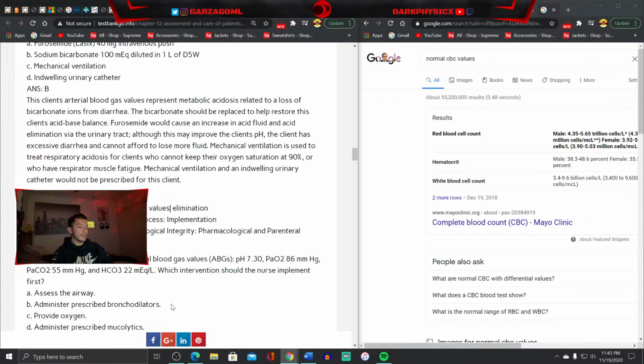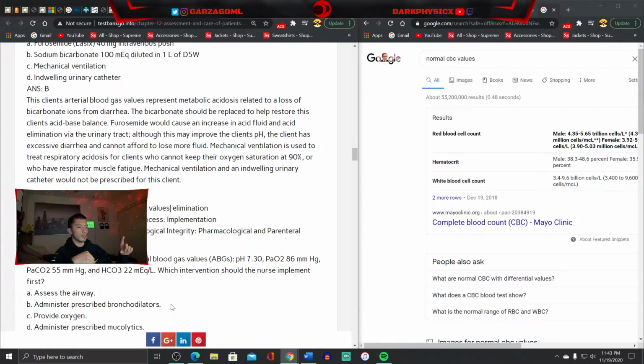Nurse evaluates a client's ABGs. pH 7.30, acidotic. PaO2 of 86, decent. PaCO2 of 55, this is elevated, so acidic. So pH and CO2 is acidic. So right away I think we're looking at respiratory acidosis. And then bicarb of 22, which is uncompensated. Which intervention should the nurse implement first?